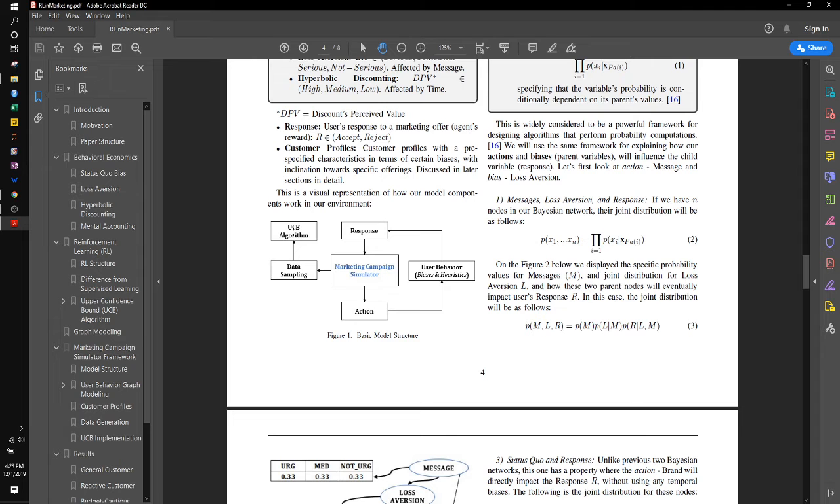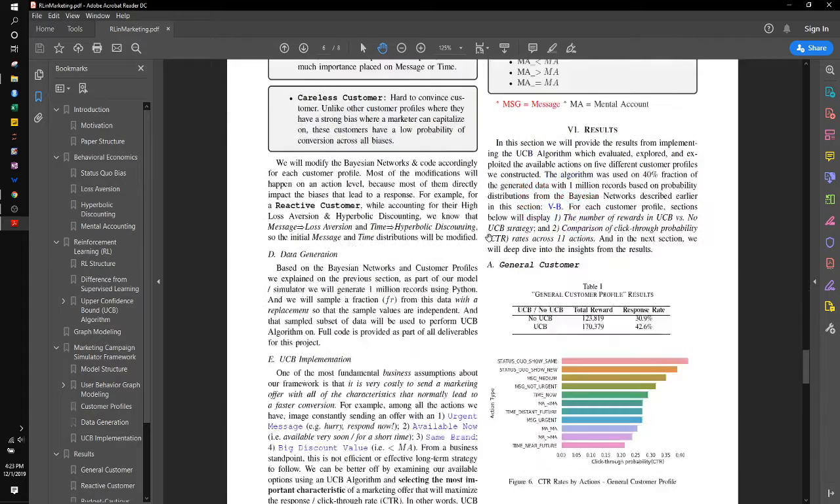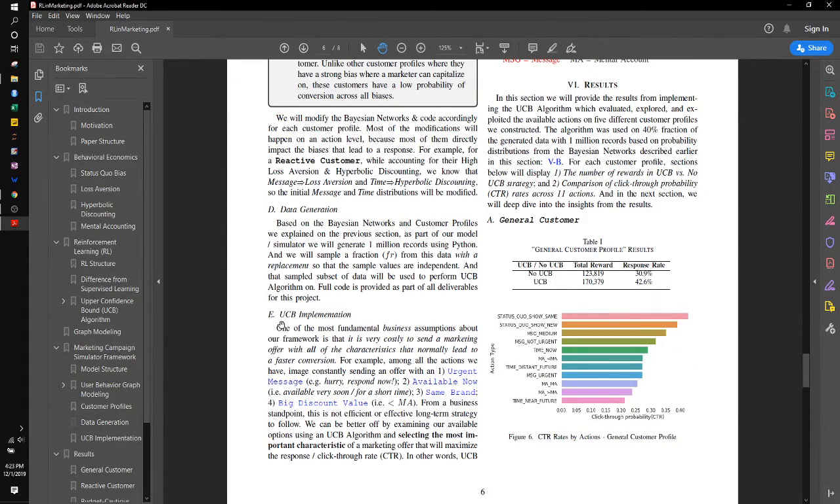algorithm and see how we can exploit certain actions more, because we all know that it is very costly, as we discuss over here. For example, one of the most fundamental business assumptions about our framework is that it is very costly to send a marketing offer with all of the characteristics that normally lead to a faster conversion. So if we send an offer with an urgent message available currently, and it is from the same brand that has a very big discount value, from a business standpoint, this is not a very efficient or effective long-term strategy to follow.